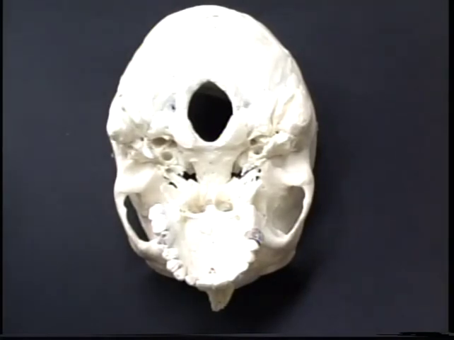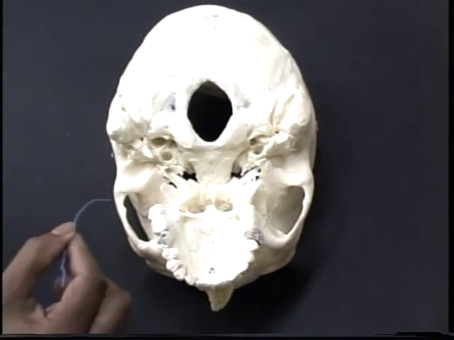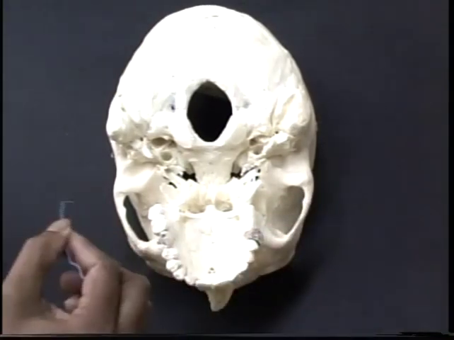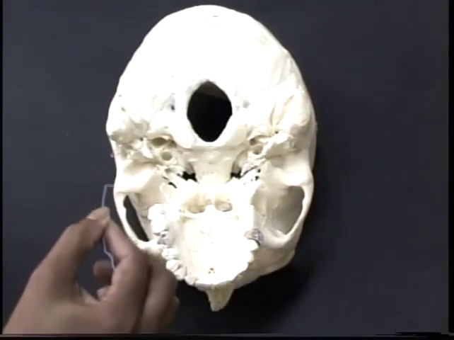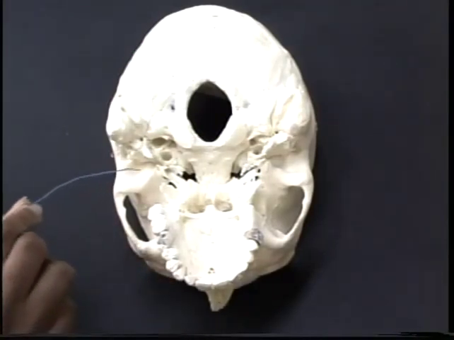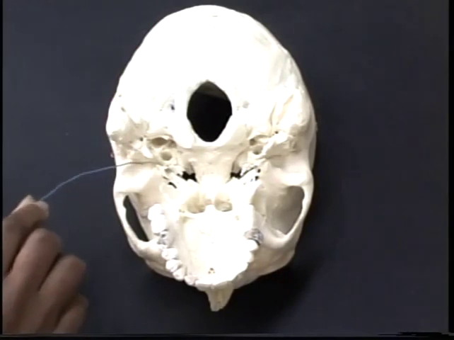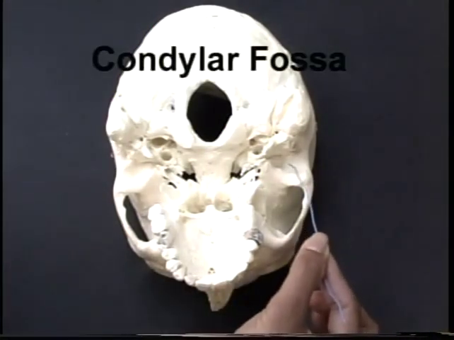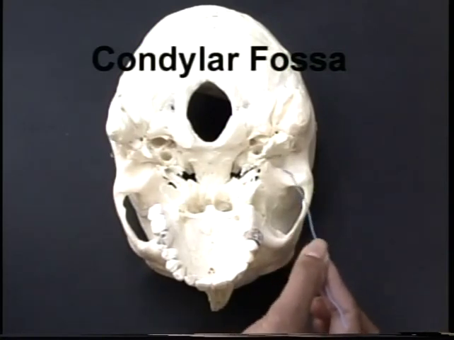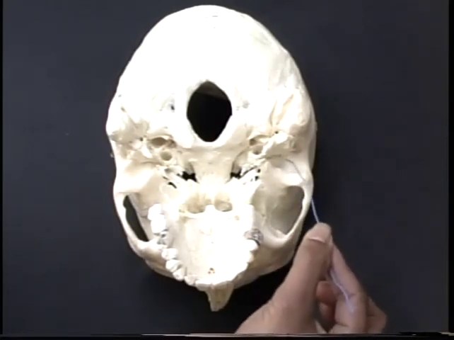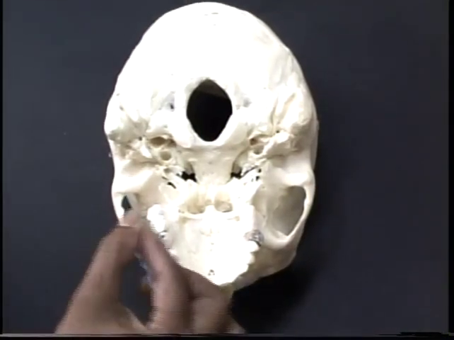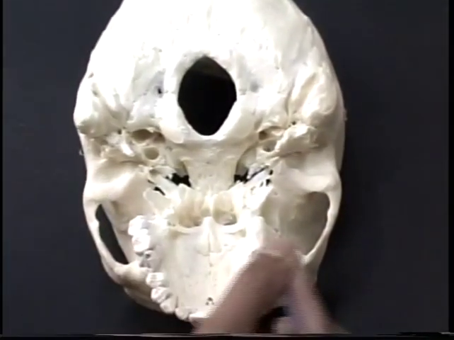This is a view of the base of the skull, and on each side here we see the position of the zygomatic arch. Posterior to it, this fossa is known as condylar fossa. This is where the condylar process of the mandible comes and lodges, and this is your TM joint, temporomandibular joints on each side.